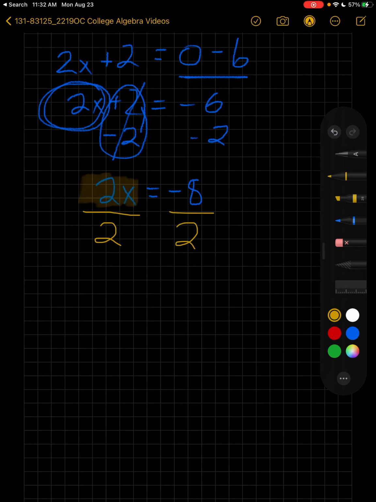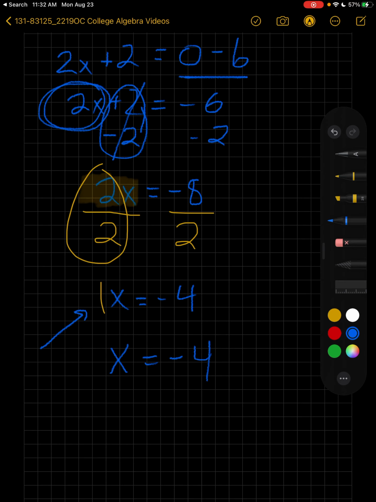And so here I have 2 divided by 2, which is equal to 1x. And on the right-hand side, I have negative 8 divided by 2, which is equal to negative 4. In math, when you have a coefficient of 1, you don't need to write it. Just say x is equal to negative 4. So what this means is that our statement is only true when x is equal to negative 4.